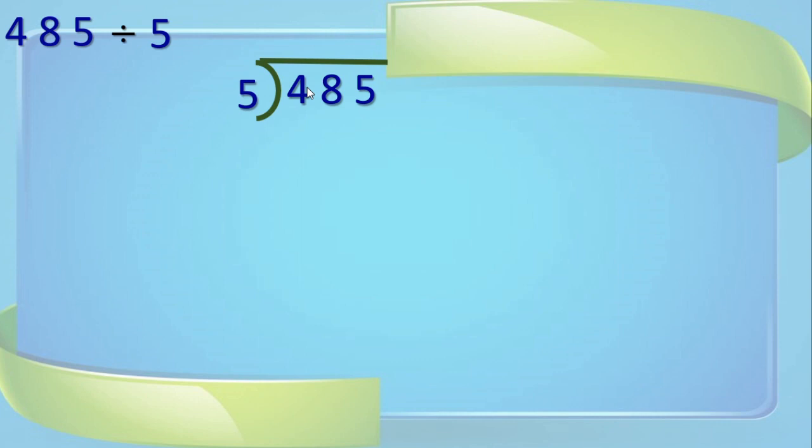Now here we will look at this 4 and this 5. 4 is smaller compared to 5, isn't it? So we can't go for 48 directly, right? So what will we do? 5 zeros are how much? You know? Yes, 5 zeros are 0, we will take that first. Here we will write 0. You know that any number multiplied by 0 is nothing but 0. Correct? So 5 zeros are 0.